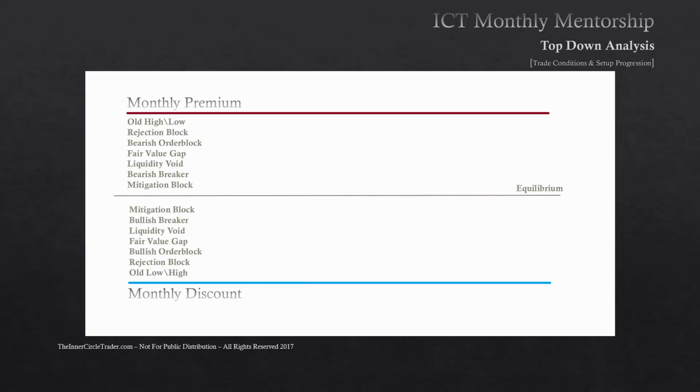And briefly, just as a quick overview again, since this teaching is going to be specifically dealing with the discount opportunity, buying at a discount and aiming for premium objectives, our focus is down here where mitigation blocks, bullish breakers, liquidity voids, fair value gaps, bullish order blocks, rejection blocks, and old lows or old highs are our focal point for entries on long positions. The idea is we're looking for something down in this list of arrays to target one of the premium arrays.